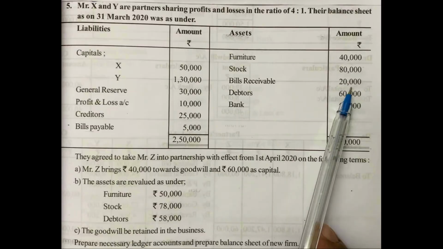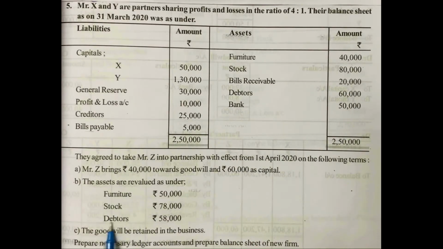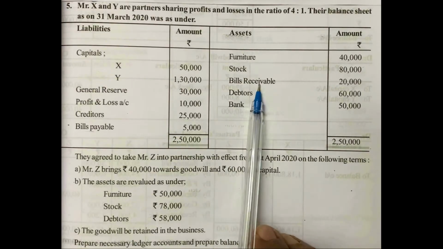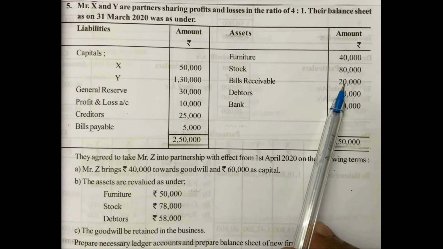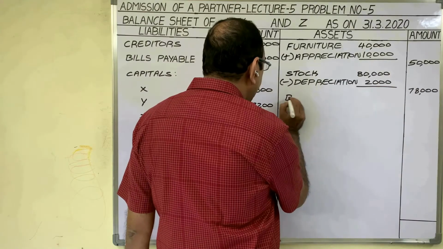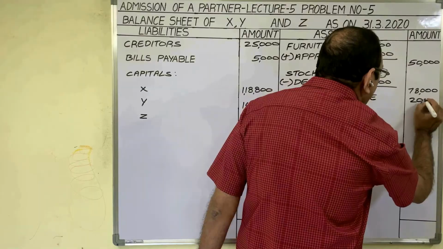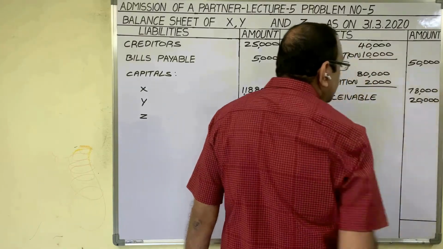Bills receivable 20,000. Related with bills receivable there is no extra information. Therefore the same amount 20,000 appears in the new balance sheet under asset side. Bills receivable. As there is no adjustment, amount directly in outer column, 20,000 rupees.